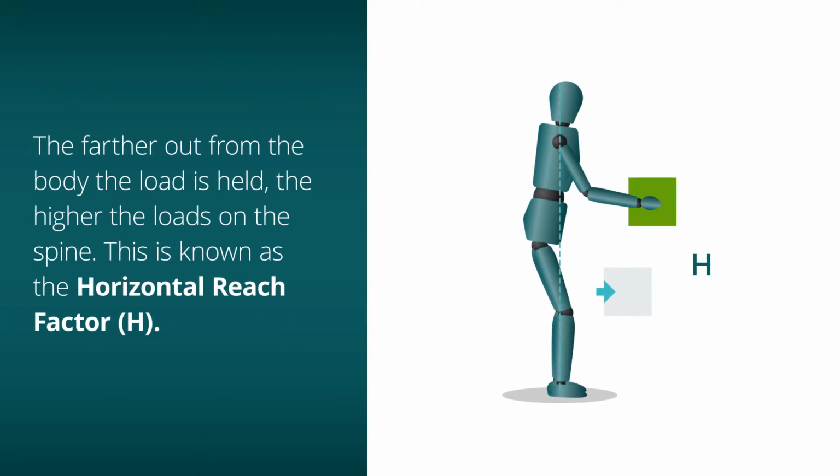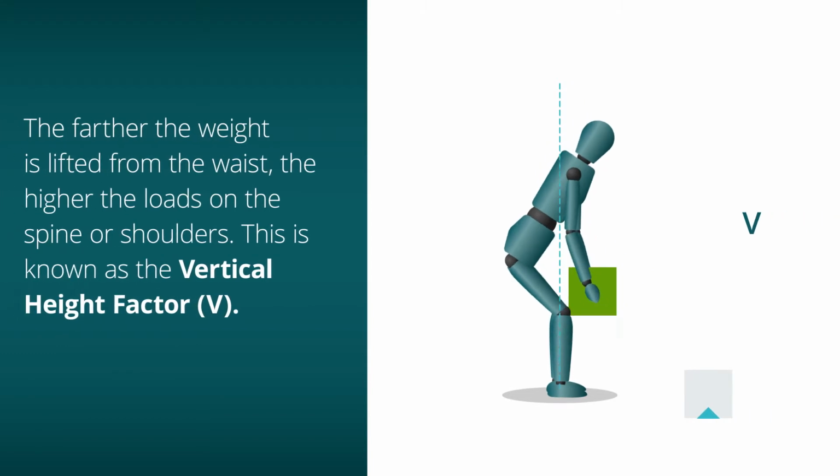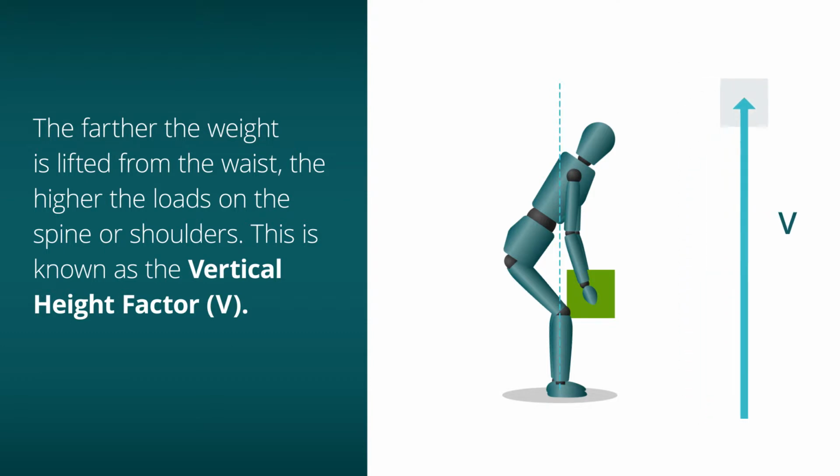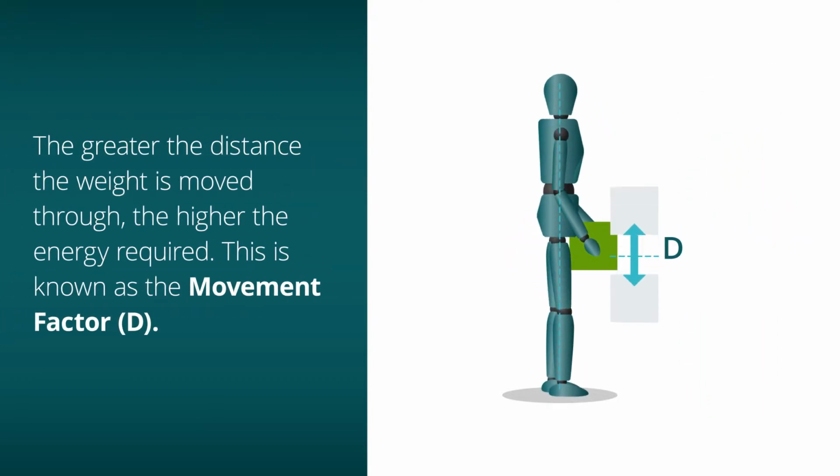The farther out from the body the load is held, the higher the loads on the spine. This is known as the horizontal reach factor, or H. The farther the weight is lifted from the waist, the higher the loads on the spine or shoulders. This is known as the vertical height factor, or V. The greater the distance the weight is moved through, the higher the energy required. This is known as the movement factor, D.